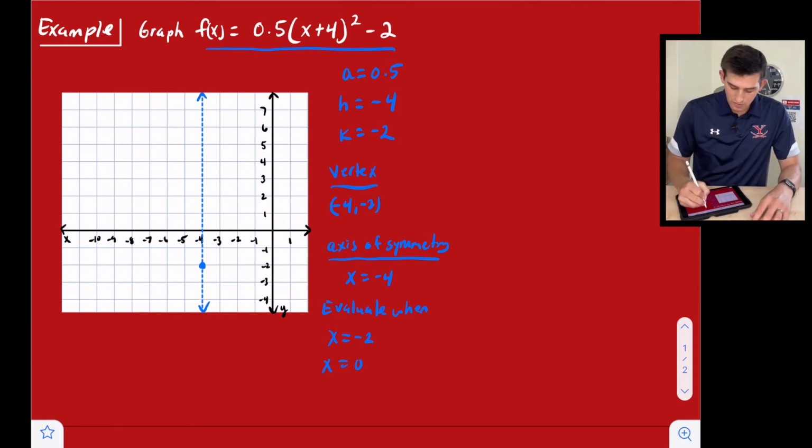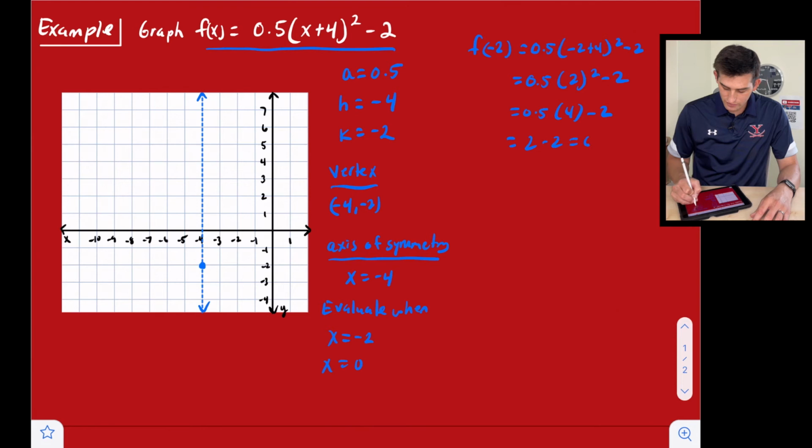And so now we're going to say, all right, let's find the f of negative 2. So we're just going to plug in negative 2 for x. So 0.5 times negative 2 plus 4 squared minus 2. And now we're just going to evaluate. So I'm going to do this one step at a time. Negative 2 plus 4 would be 2. 2 squared would be 4. 0.5 times 4 would be 2, and 2 minus 2 would be 0, which means we have a coordinate at negative 2 comma 0. So now we can plot that point right there.